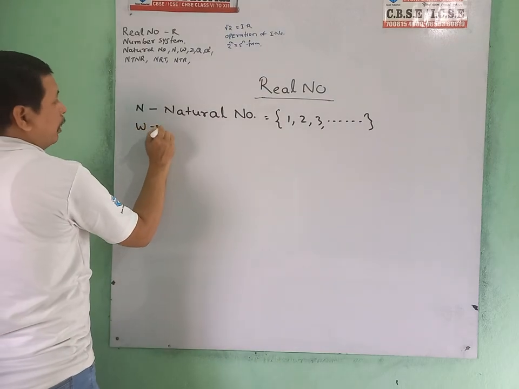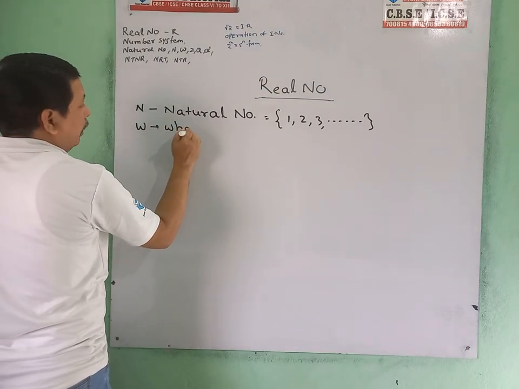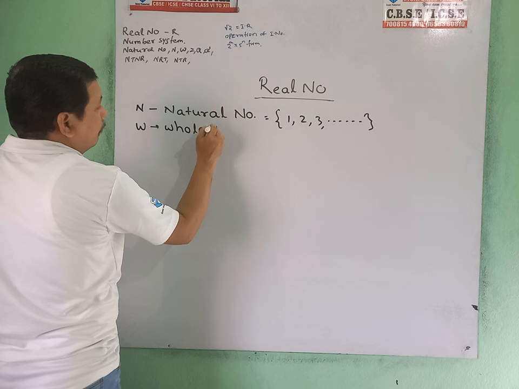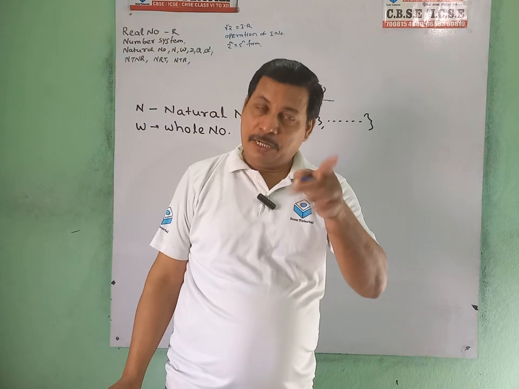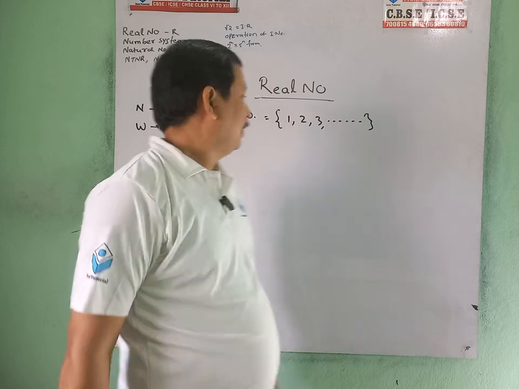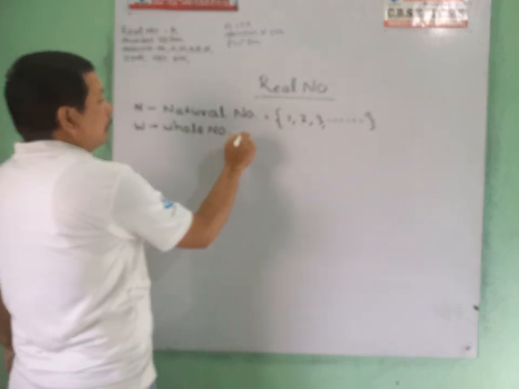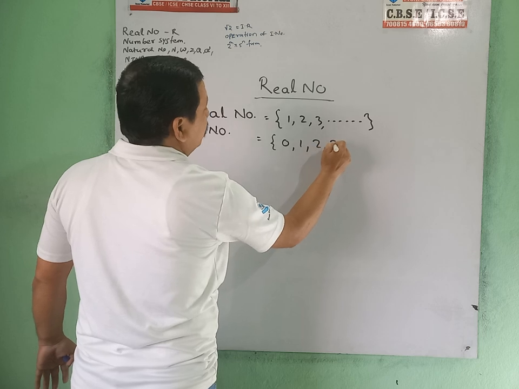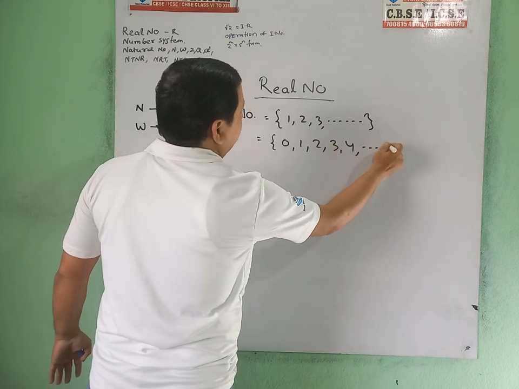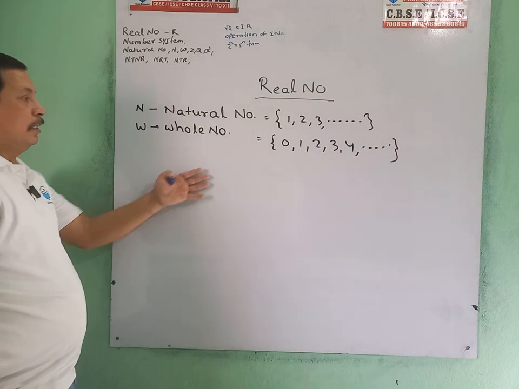Similarly, what is a whole number? That is a whole number. Write it down. When I am writing, you write. When I am telling, you listen. Like that. So this is a whole number. Whole numbers are 0, 1, 2, 3, 4, and so on. This is your whole number, right?